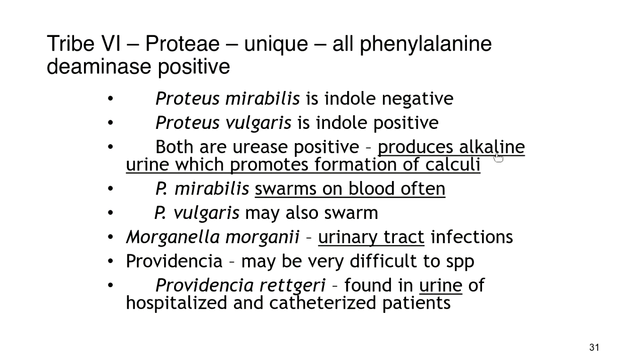Both of these are urease positive. They produce alkaline urine, which promotes formation of calculi. So later on in this course, you're going to be introduced to urinalysis and, of course, calculi, stones, bladder stones. So if the urine is very alkaline, it might have a Proteus bacteria present in it that is actually leading to some of the calculi formation. So yes, you can do a smear from the urine.